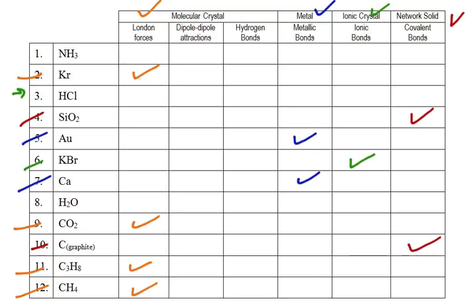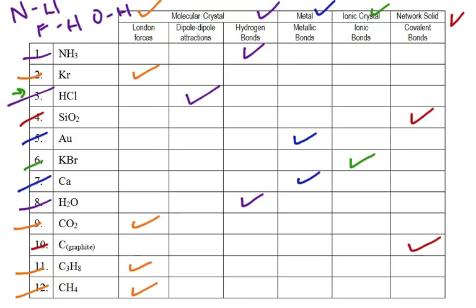Then I would go ahead and look at hydrogen bonding. Molecules that have nitrogen with hydrogen, fluorine with hydrogen, or oxygen with hydrogen are going to be hydrogen bonding. So here we have our NH3 and H2O, and the only one we have left is HCl, and we can see HCl must be dipole-dipole. It's a polar molecule, and it's going to be dipole-dipole. And that's how we did this whole chart.